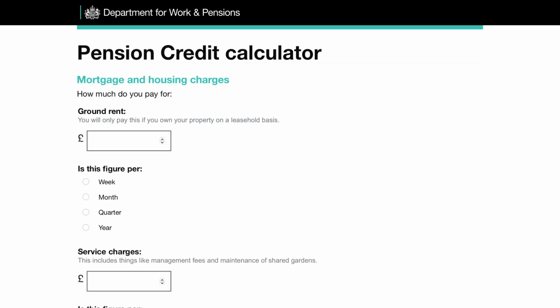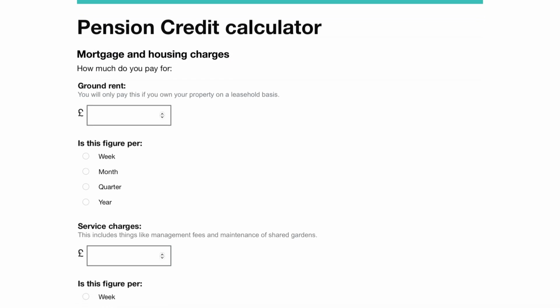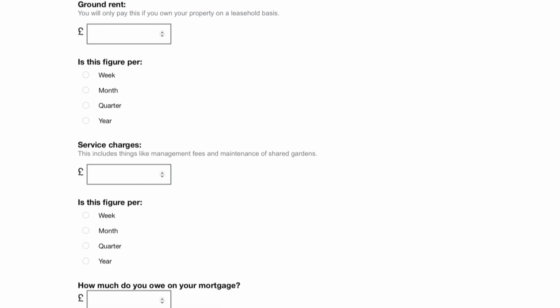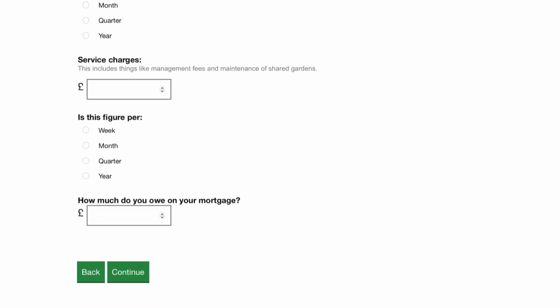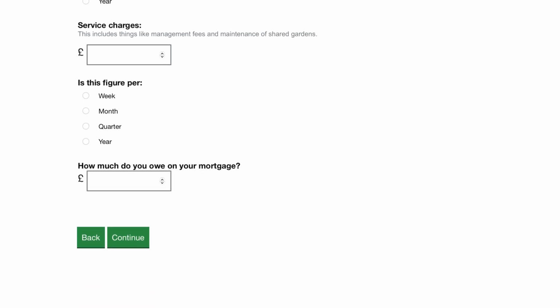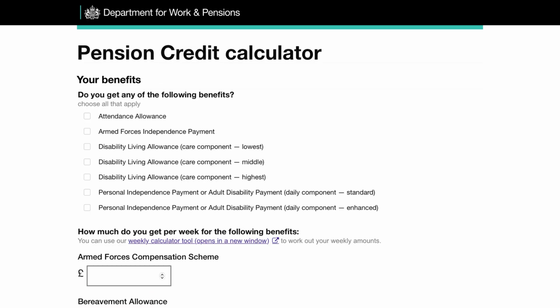Because Jackie owns her property outright, Jackie does not need to complete the housing and mortgage pages, and these can be left blank as it does not apply to her. Next, she moves to the Your Benefits section. Jackie receives attendance allowance, so she clicks the Attendance Allowance checkbox.